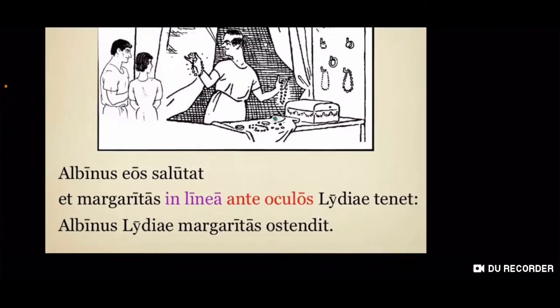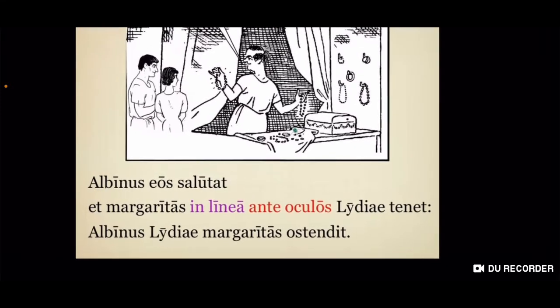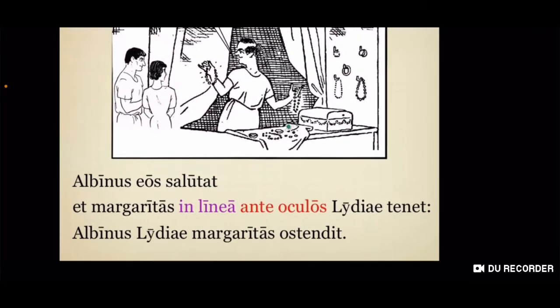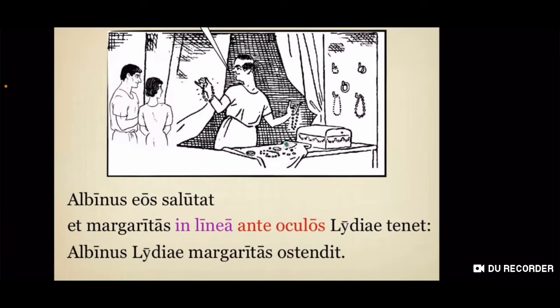Albinus Lydiae margaritas ostendit. Another new verb, shows. Ostendit. Right, ostendit. You're showing something, you're pointing out something, you extend your arm or whatever. That word automatically made me think of extending your arm. But Albinus shows Lydia the pearls.